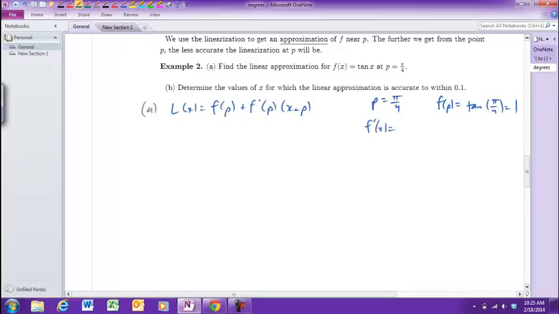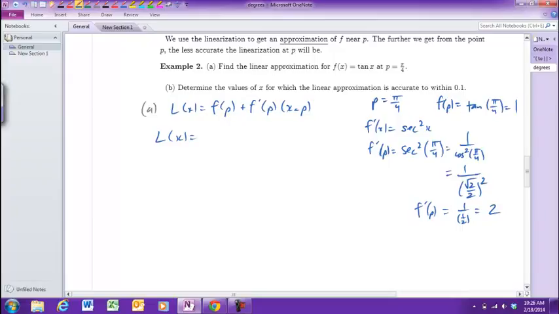Now f prime of x, when I take the derivative of that, I get secant squared of x. And if I now plug in p, I get secant squared of pi over 4, which is 1 over cosine squared of pi over 4. And cosine of pi over 4 is the square root of 2 over 2, and I'm now going to square that. When I square that, I get 2 over 4, which simplifies to 1/2. When I multiply by the reciprocal, I flip over that 1/2 and I just get 2. So f prime of p is equal to 2.